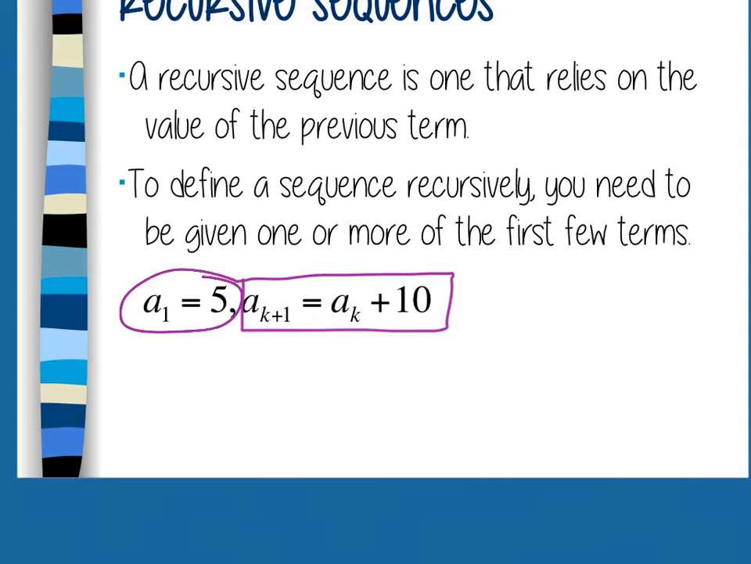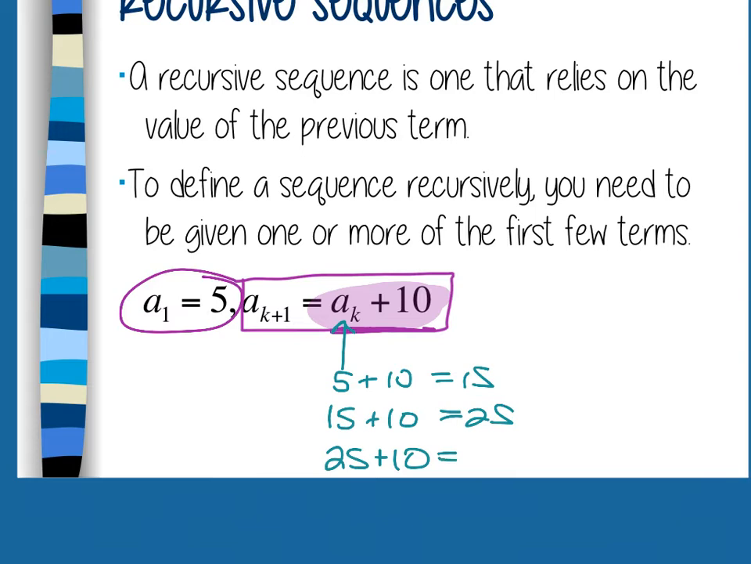You can't just plug in the 1, because notice there's no n in this equation, where we would normally have plugged in n being the number of the term. So now you'd start at 5 and you'd add 10 to it. So this would be 5 plus 10. That's going to give you 15. Now this would be 15 plus 10. That's going to give you 25. 25 plus 10, and so on and so forth. So it's going based on the one that comes before it. Okay? And you have to have somewhere to start.